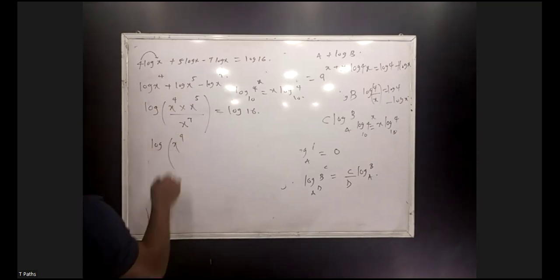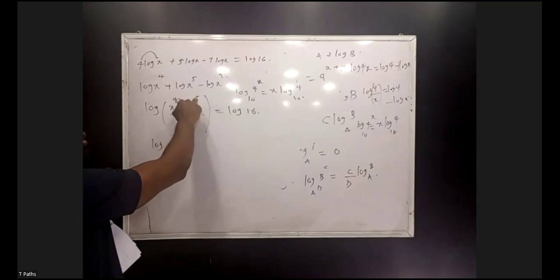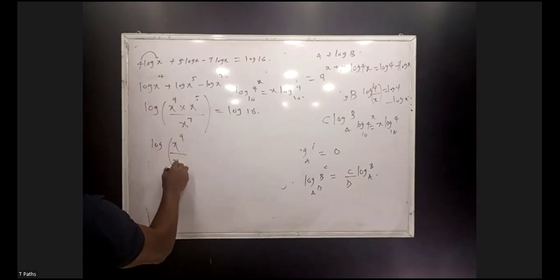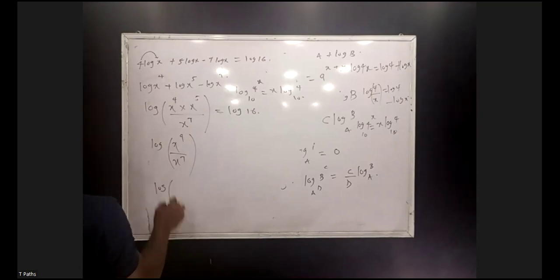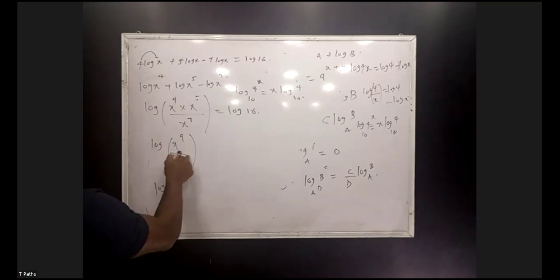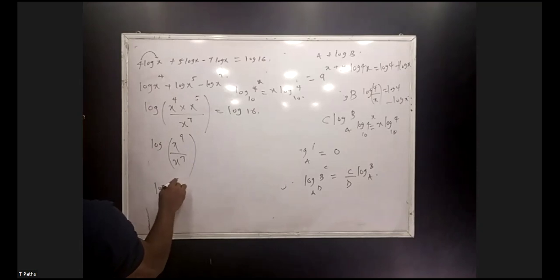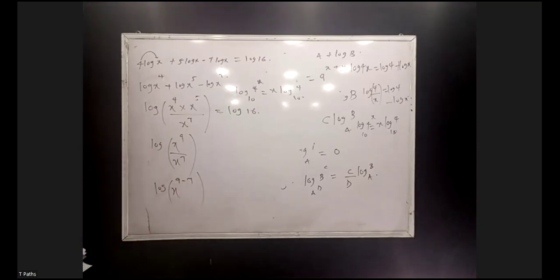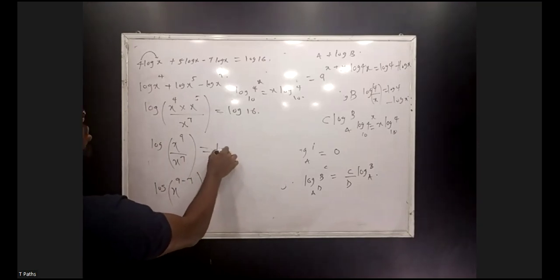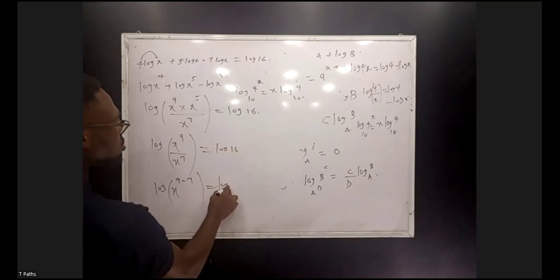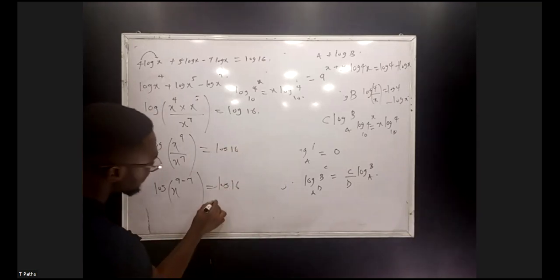X raised to the power what? 9. Because that is 4 plus what? 5. Divided by x raised to the power what? 7. Now, from your indices again, you know that x raised to the power 9 divided by x raised to the power 7 will give you x raised to the power what? 9 minus 7. Everything is equal to log 16. So what do you have at the end of the day?